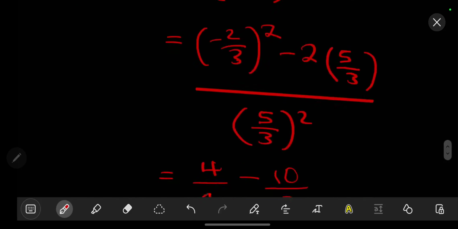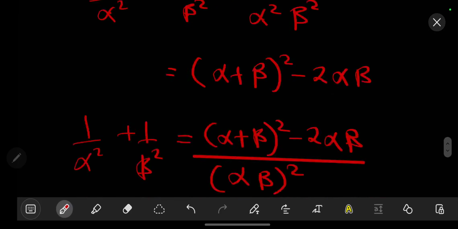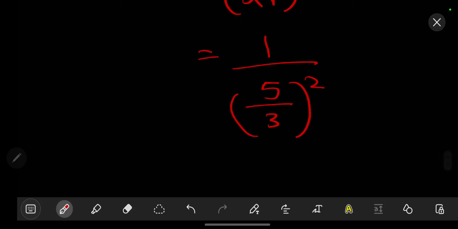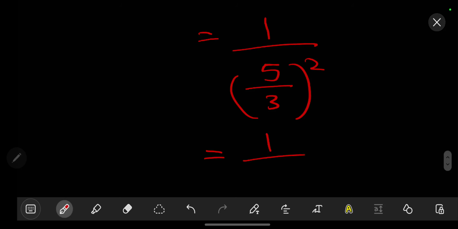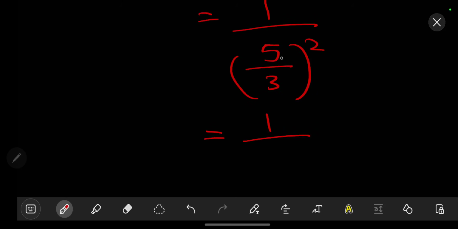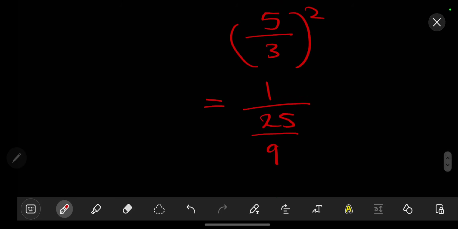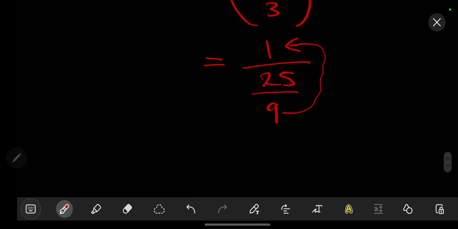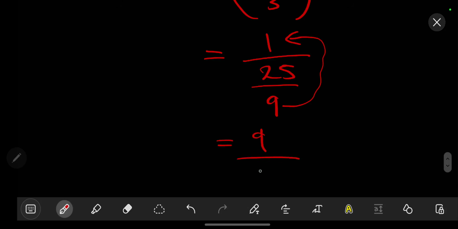Alpha by beta is equivalent to 5 over 3. So we are going to write 5 over our 3. Then we have squared outside. So this is going to give us 1 over 5 squared is equal to 25 over 3 squared will give us 9. So division, how it works, if you have a number, you can just throw this up there. So we are going to have a 9 over 25.